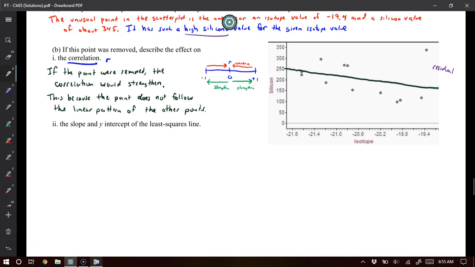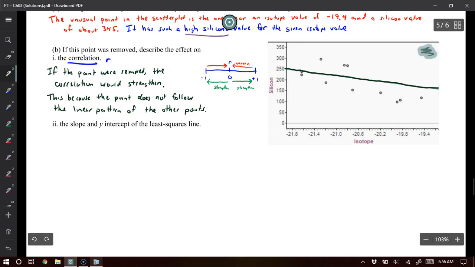Now, in part C, part two of this, we are asked if the point was removed. So let's get rid of the word residual. If I were to remove that point, what would happen to the slope? What would happen to the y-intercept?